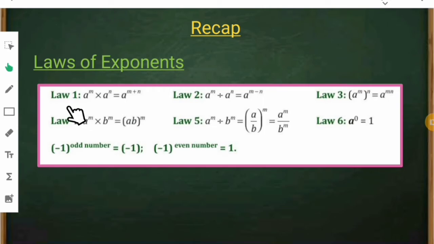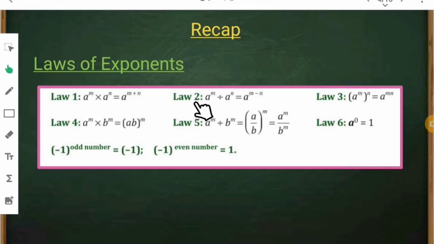What is the first law? a^m into a^n. When the same bases are multiplied, the powers are added. That is a^(m+n). And the second law, a^m divided by a^n. If the same bases are in a division, we have to subtract the powers. That is a^(m-n).